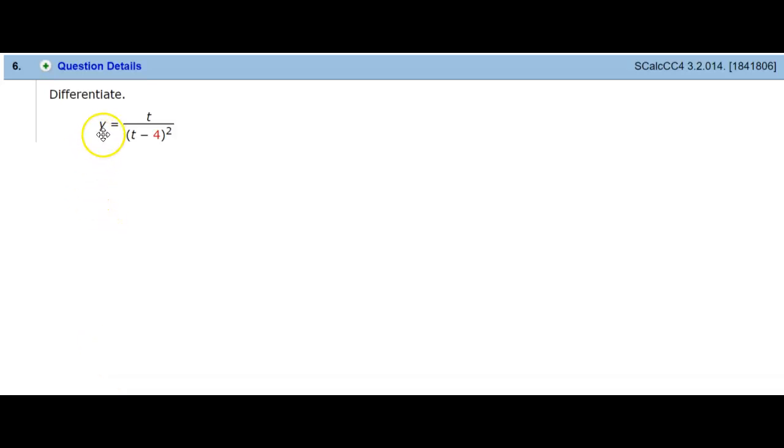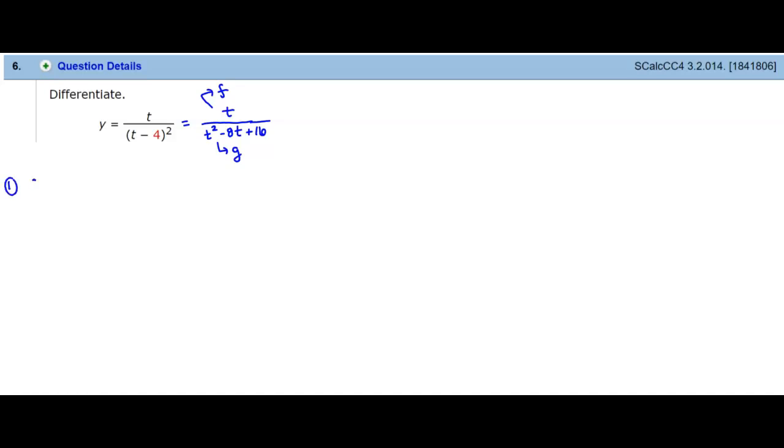Okay, here we're going to differentiate the function. Now keep in mind here that this is a quotient, but in the denominator we're going to expand that. So when we expand that, before we do anything, it's going to be t over t squared minus 8t plus 16. So we're going to let this represent the function f, and then we're going to let this represent the function g using the quotient rule.